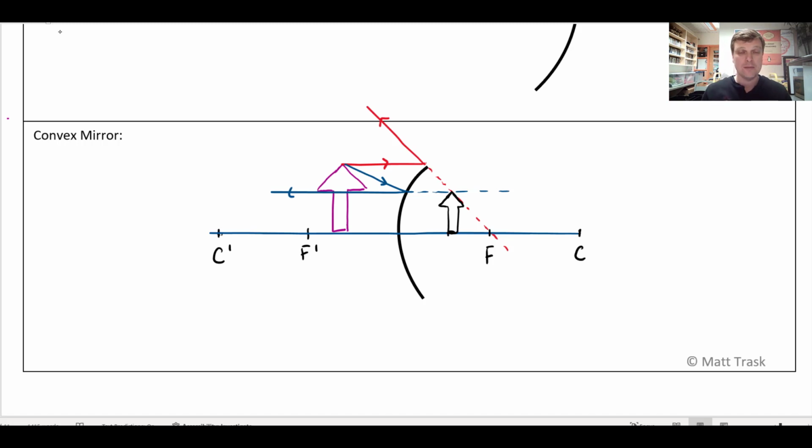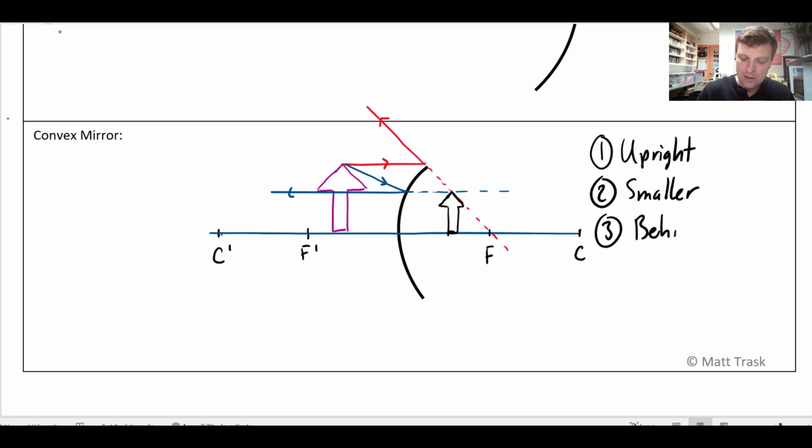Okay, now looking at this image again, like we can do each time, we should be able to conclude four things about our image. The first thing is that we notice that it is upright. The second thing we notice is that it is smaller. Now in terms of location, it is behind the mirror. And as I mentioned several times, it is virtual.